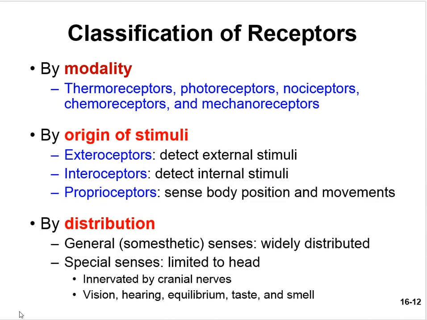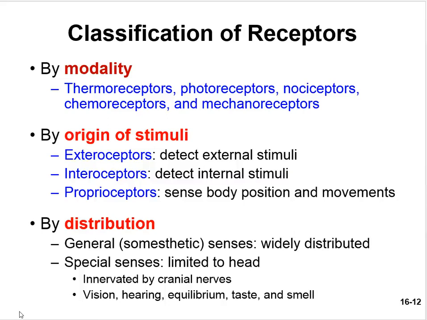Then they can also be classified by distribution. The distribution of the receptors in the body, and there's two broad classes of these senses. One is general, also called somatosensory or somaesthetic senses. These employ widely distributed receptors in the skin, the muscles, the tendons, joints, and the viscera. They include touch, pressure, stretch, heat, cold, pain, as well as many stimuli that we don't actually perceive consciously, like blood pressure and composition, like pH of blood as well.